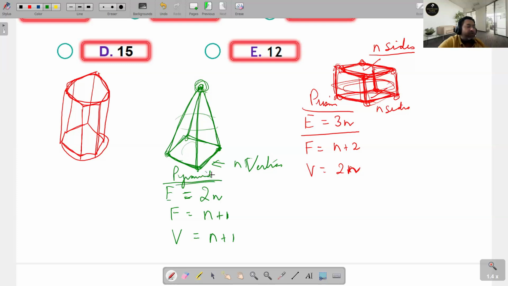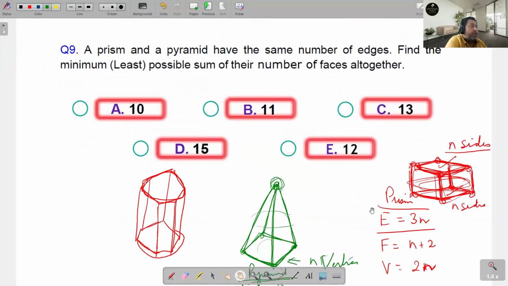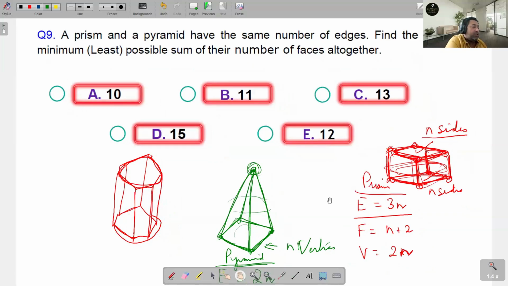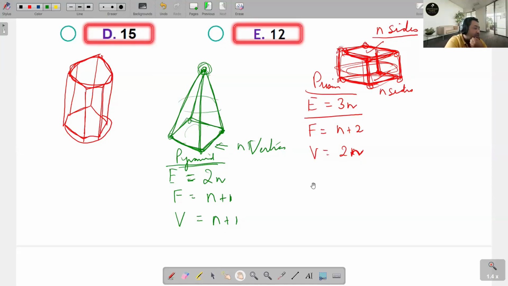Given this information, now let's look at this problem. This problem says that a prism and a pyramid have the same number of edges. It's not saying that the polygons have the same number of sides, because the formulas are different. The edges for a prism are 3n, for the pyramid 2n. So obviously the n and m have to be different for these two numbers to be equal. Let's say for the pyramid it is n, and for the prism let's change this to m. So 2n is equal to 3m.